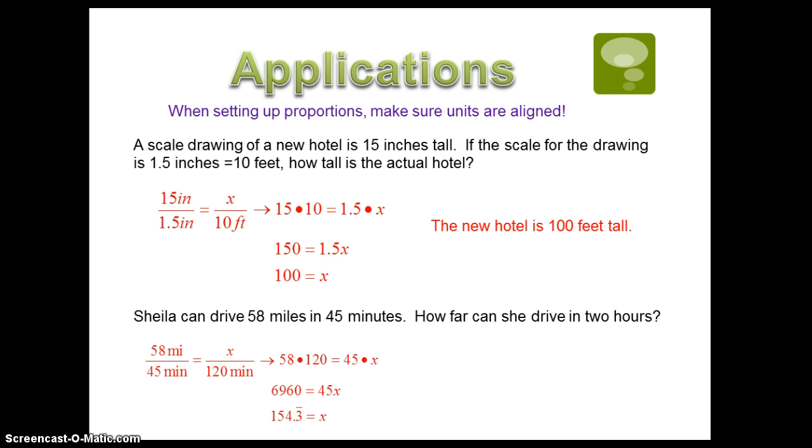Cross products to solve 58 times 120 equals 45 times x. Solving and simplifying, x is 154.3 repeated, meaning Sheila can drive 154 2/3 miles in 2 hours.